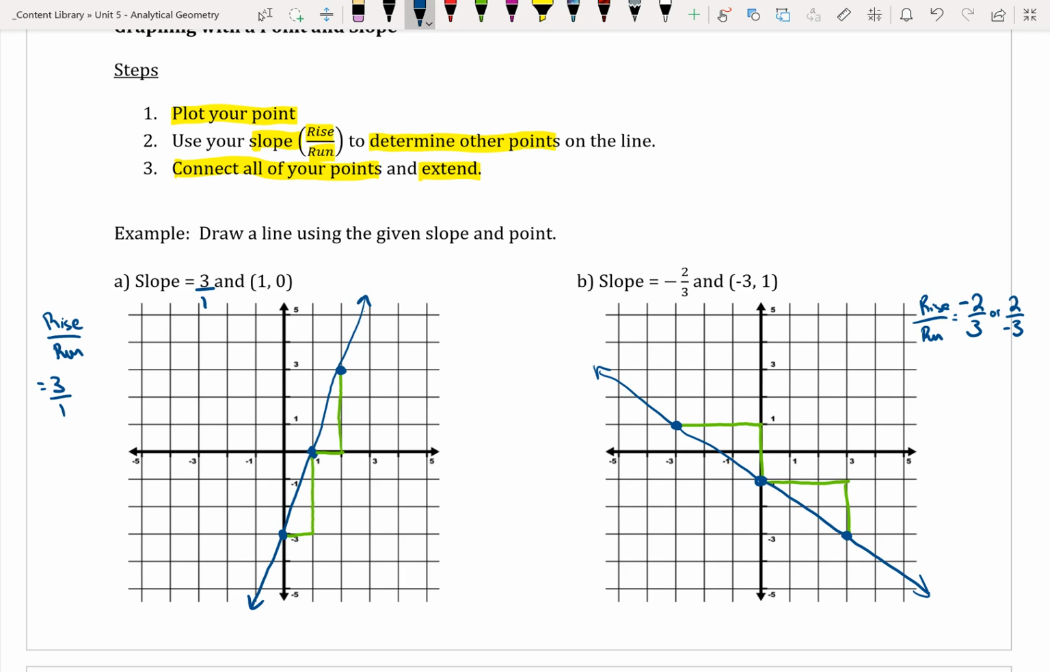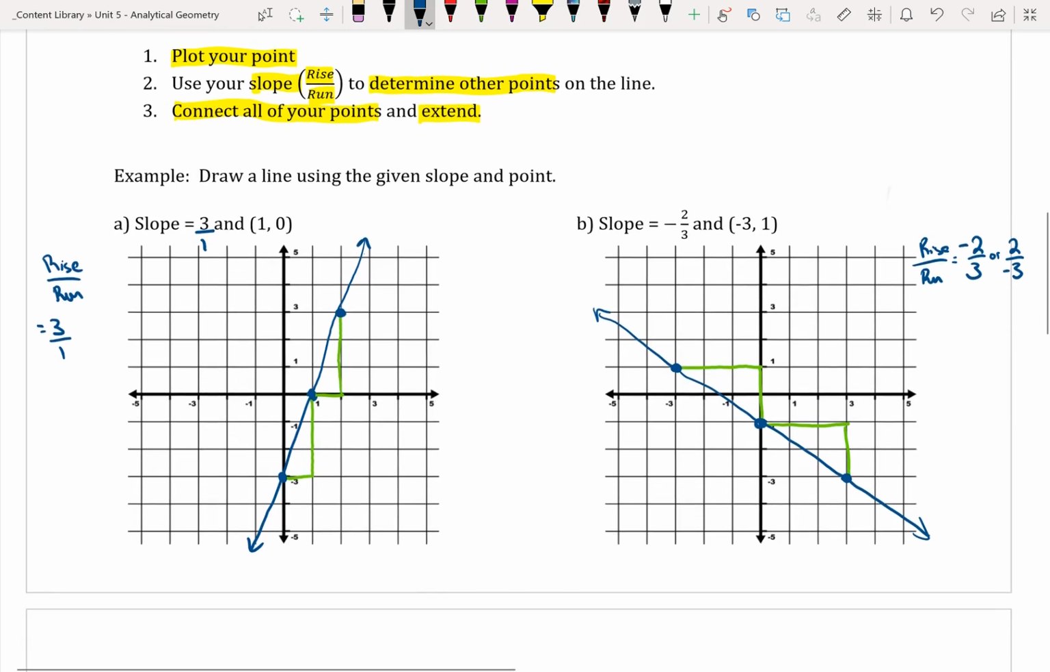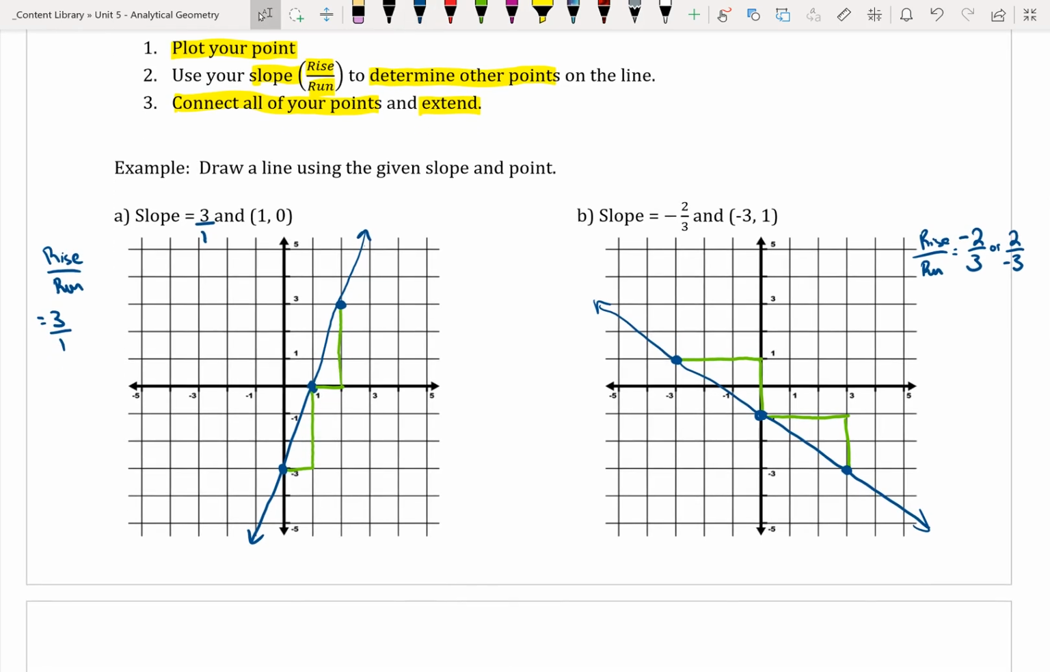Now, realistically, on a test or on a quiz or on the EQAO, whatever it happens to be, if you're asked to draw a line, you don't need to figure out other points. As long as you can draw 2 points and line it up carefully, you should be able to draw your line neatly and smoothly and accurately without having to figure out other points. But if it does ask you to plot other points as well as draw the line, you do have to go through that extra work.